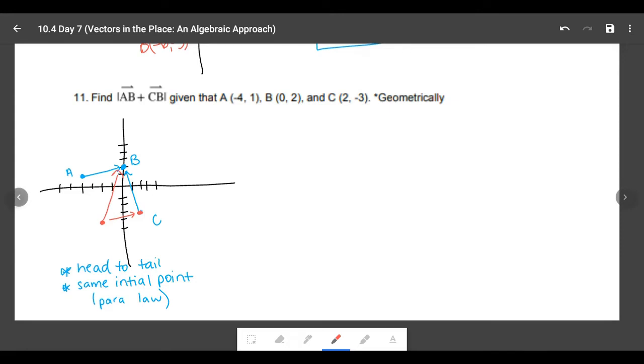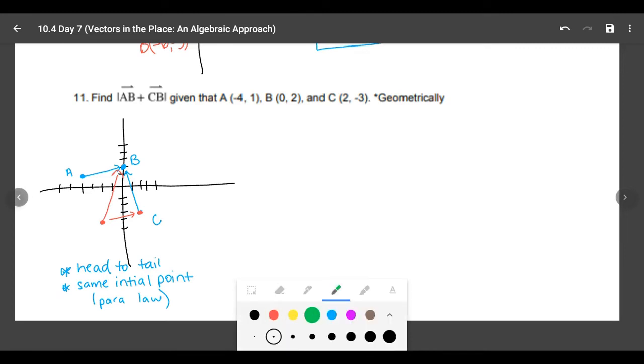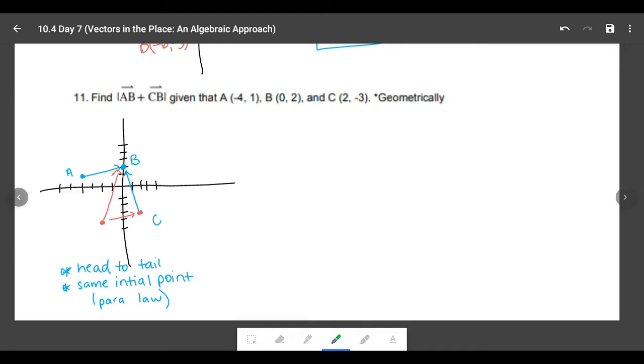So now that we have that new vector, we can take the magnitude of it. Remember the magnitude, I just need to see what the horizontal and vertical distance is from start to end. So horizontally, we moved 2 units, and vertically, we moved 6 units. So our magnitude is going to end up being the square root of 2 squared plus 6 squared. And that should give us the square root of 40, which reduces to 2 root 10. So that's doing a problem like this geometrically.